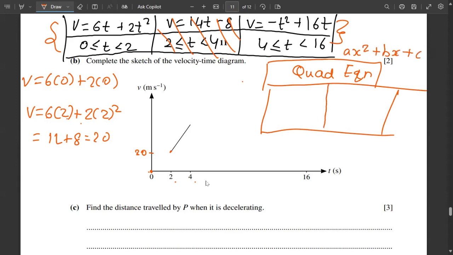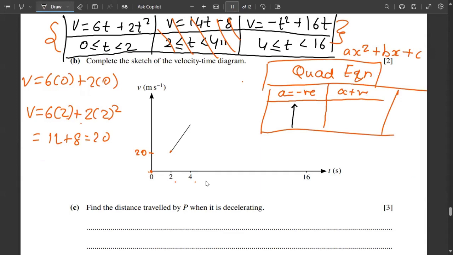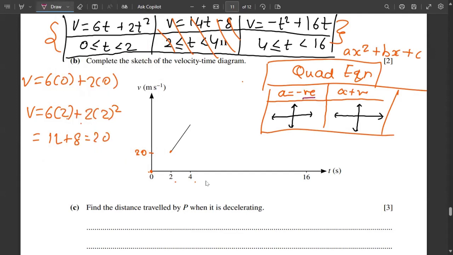Whether a is negative or a is positive will only change how the graph looks. So how do the graphs change if a is negative and if a is positive? I will show you. See, if a is negative, then the graph will look sad like this. And if a is positive, then the graph will look happy like this. That is what you need to remember.